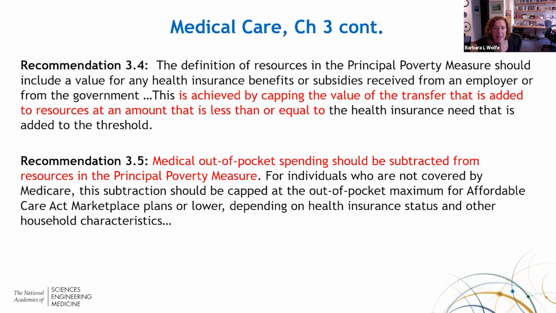Lastly, we recommend that medical out-of-pocket spending should be subtracted from resources in the principal poverty measure. This would be done, again, capping it for all those except those on Medicare by the cap that is part of the ACA. This is a value of about $9,000 for an individual. Medicare currently does not have a cap, but starting in 2025, it will have a cap. So again, we believe that medical out-of-pocket spending would be subtracted, but capped at what is allowed in Medicare or the ACA.